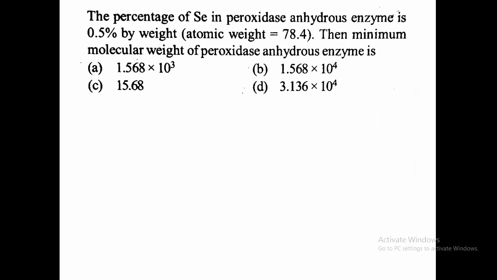The next question, the percentage of Se in peroxidase anhydrous enzyme is 0.5% by weight and its atomic weight is 78.4. Then the minimum molecular weight of peroxidase anhydrous enzyme is option A 1.568 into 10 raised to 3, option B 1.568 into 10 raised to 4, option C 15.68 and option D 3.136 into 10 raised to 4.